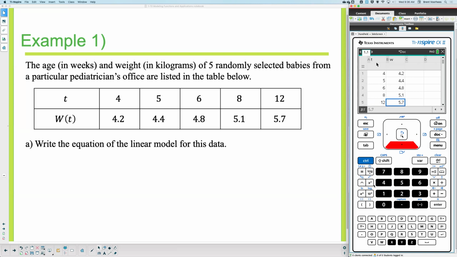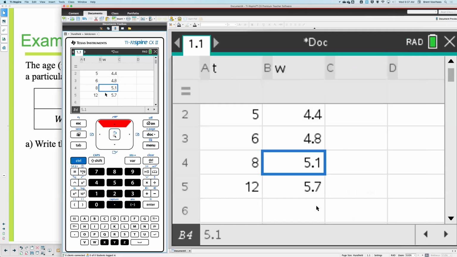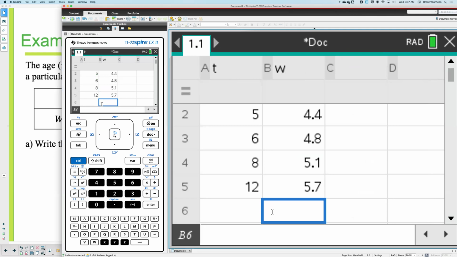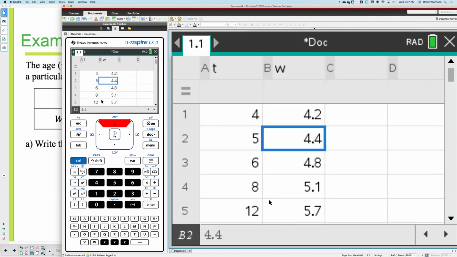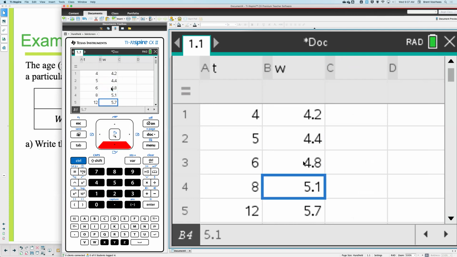Once you get your data in, there is one thing on my calculator that can get really tricky. If you've accidentally clicked on a new cell and you have a cursor, the menu buttons won't work right. So you need to move the box so that the cursor is not there. You see how there's nothing flashing there, no vertical line. If you leave it on 5.7 with a cursor, menus won't work.